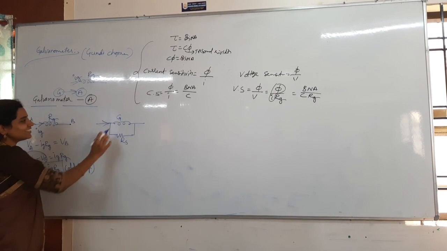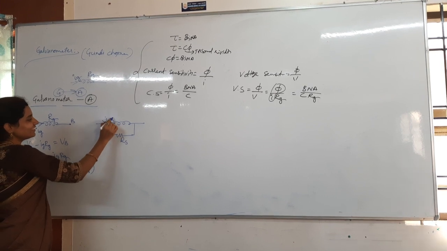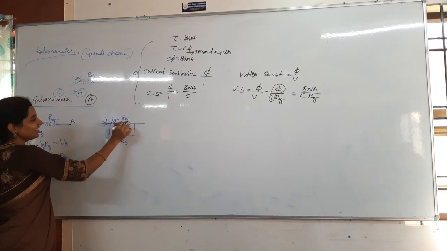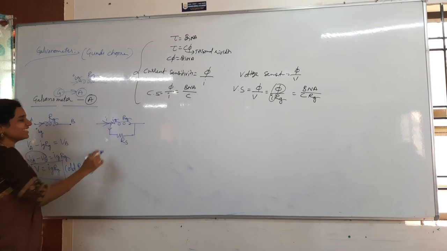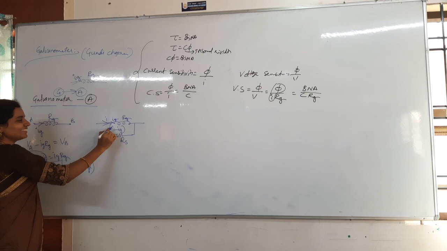Then GC will become what here? Sina? Sina, Sheena? Sheena.